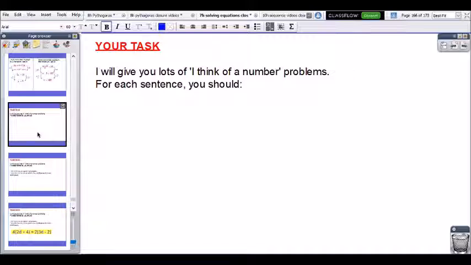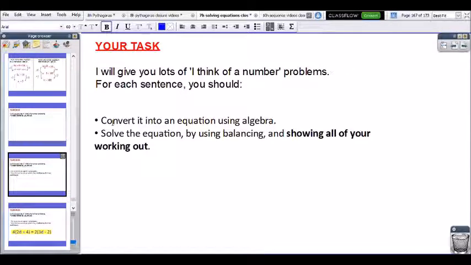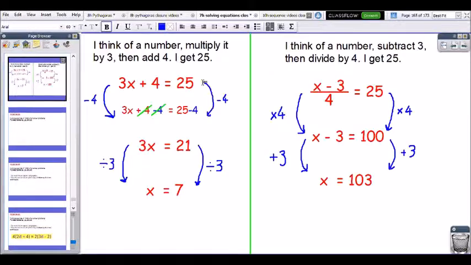Okay, so on Google Classroom, you will find a worksheet attached to my post. I want you to download this worksheet where you're going to find lots of number sentences. So they're like, oh, I think of a number problems. So for each sentence, what I would like you to do is write an equation and solve the equation. So exactly what I've done here in my 2 examples in this video, I would like you to do the exact same thing as me, please.